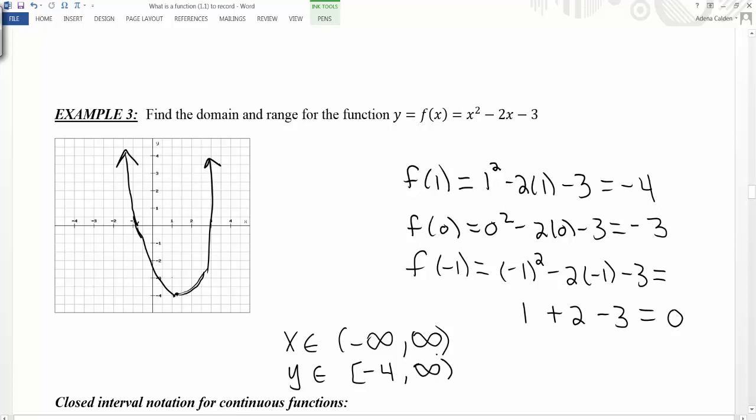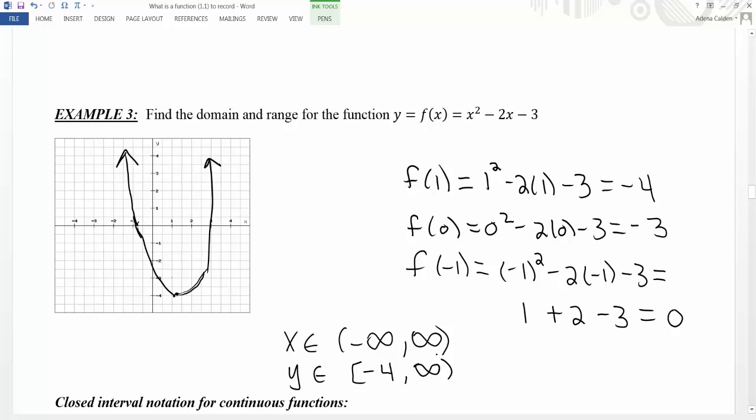What you see on the left-hand side is a closed bracket. So that square bracket tells me that I'm going to include the -4 as a possible value of my outputs, and then that can go all the way up to infinity. So those are the set of outputs that I can have. So that's a demonstration of some closed interval notation and some open interval notation for continuous functions.